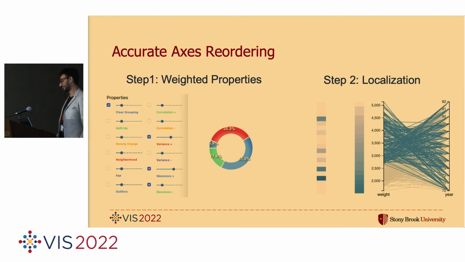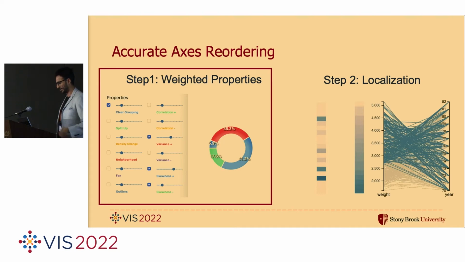So in this work, we focus on combining the coexistence of properties and localization together to create an axis reordering technique for parallel coordinates. Step one is to create an optimization function that will be used during the axis reordering process. For example, in this case, I'm looking at clear grouping, positive variance, and skewness as the properties that I want to look for in my data.